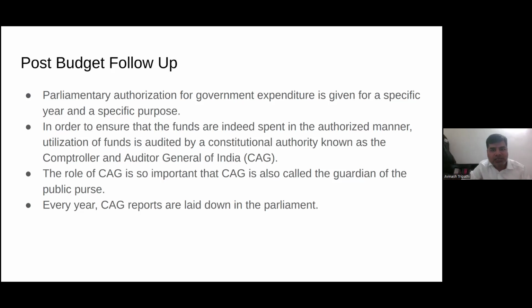Okay, so it is so important that the Constitution of India provides a number of powers and privileges to the CAG. Basically, he is considered to be at par with a Supreme Court judge in terms of pay, in terms of perquisites, in terms of security of job. Basically, CAG is considered to be equivalent to a Supreme Court judge. It is a very important post, and CAG is also known as the guardian of the public purse.